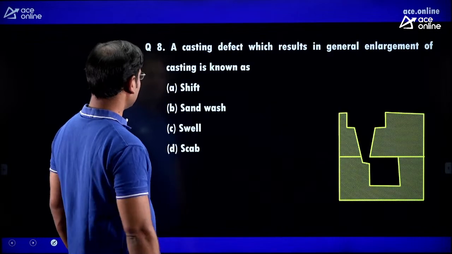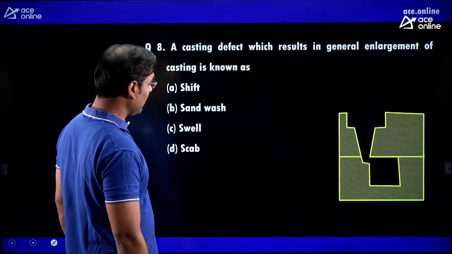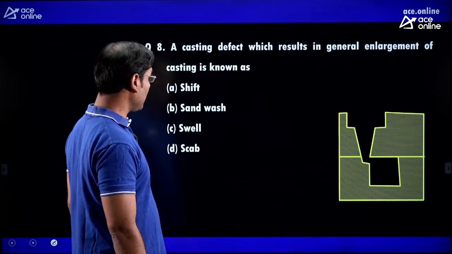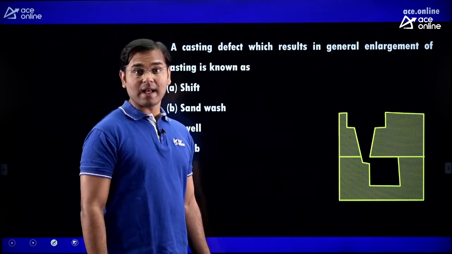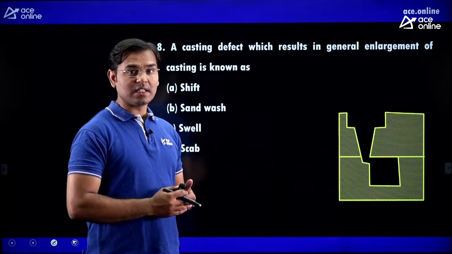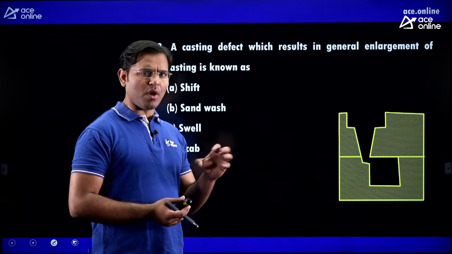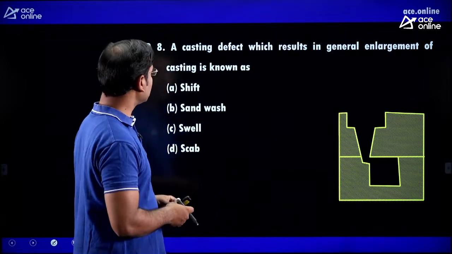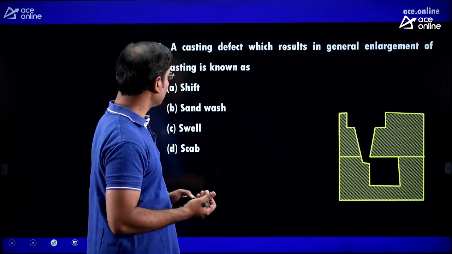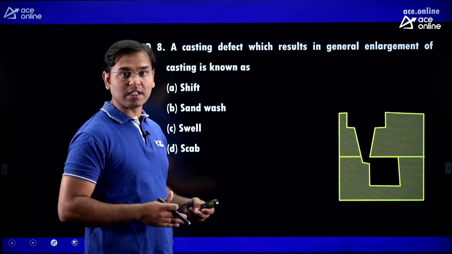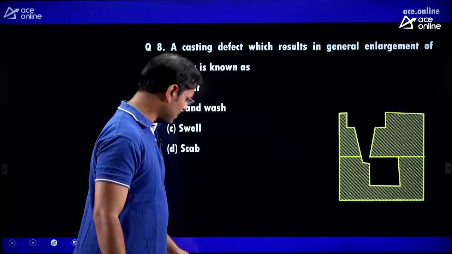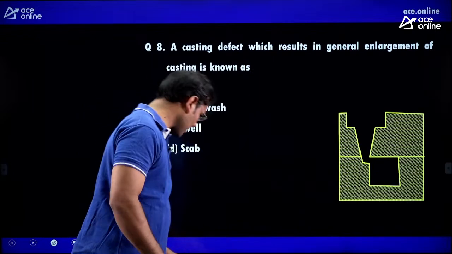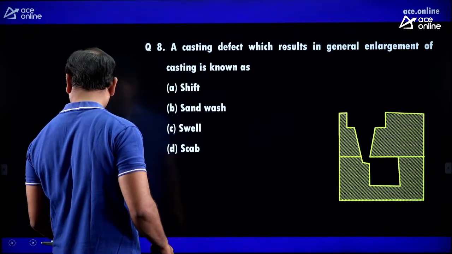Now see the next question: a casting defect which results in general enlargement of casting is known as. There is one casting defect which is not commonly explained anywhere, and because of that there is enlargement of casting, and that defect is known as. What is that enlargement of casting that we have to see now?